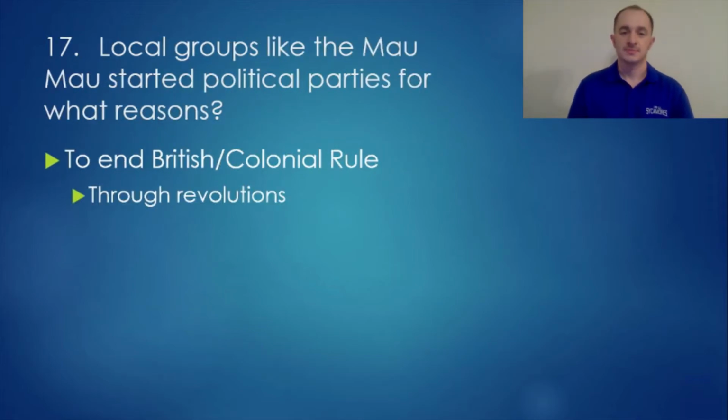Number 17, local groups like the Mau Mau started political parties for what reasons? This would be to end British or colonial rule. So through these revolutions or through attempts at peaceful political revolution, we see groups like the Mau Mau and the ANC in South Africa attempt to end British or colonial rule.